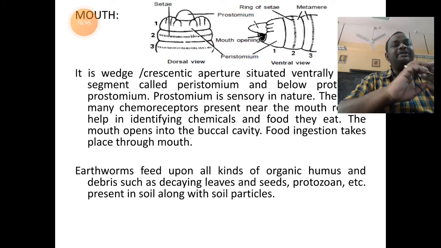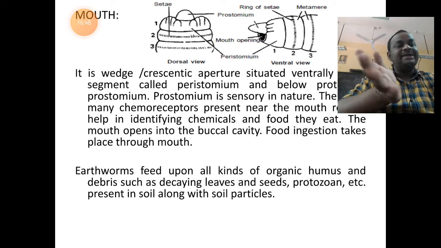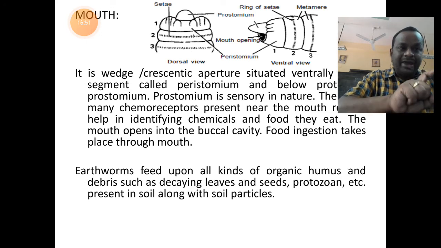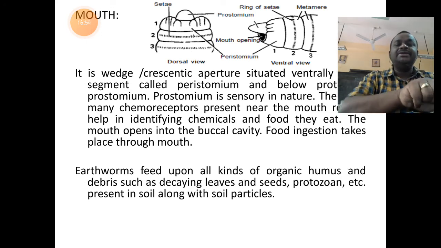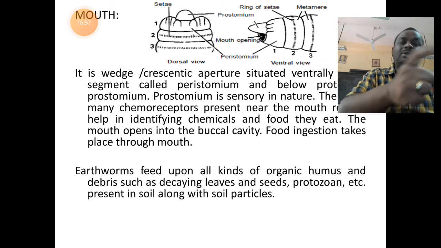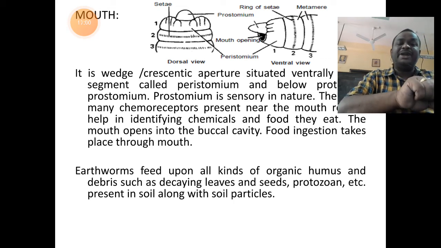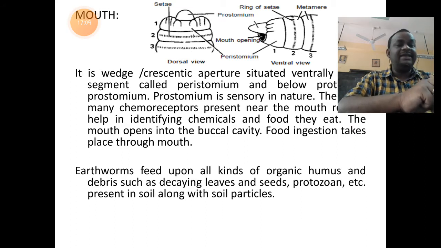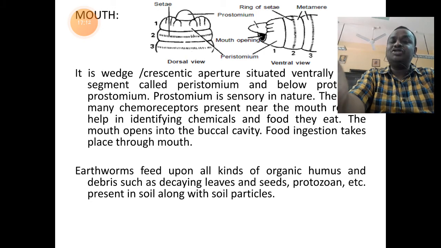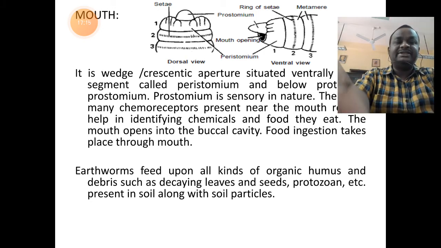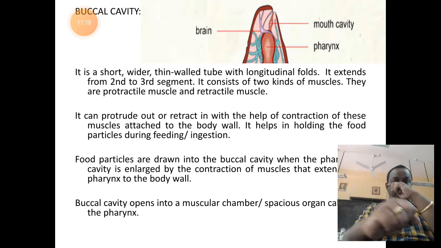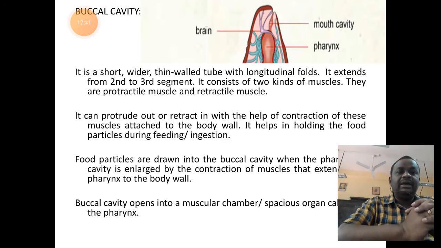Now, earthworms will feed on, as we understood, all kinds of food, especially soil particles and dead organic matter. They also feed on the protozoans present in the soil, the decayed leaves present in the soil, and even the seeds that are available to the earthworms in the soil. So, they are soilivorous and they are detrivorous. The second important part that we are going to understand in the digestive system is the buccal cavity.